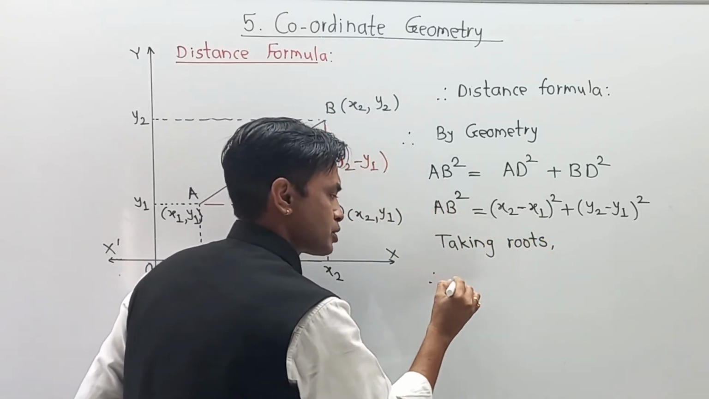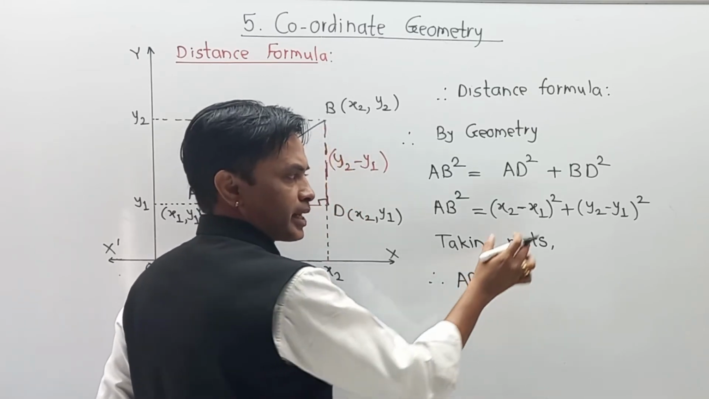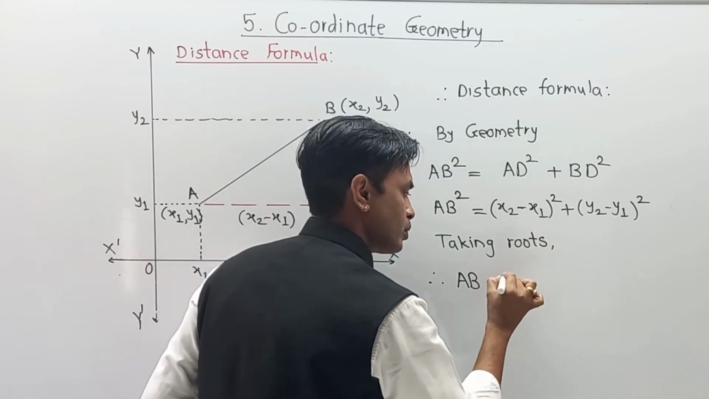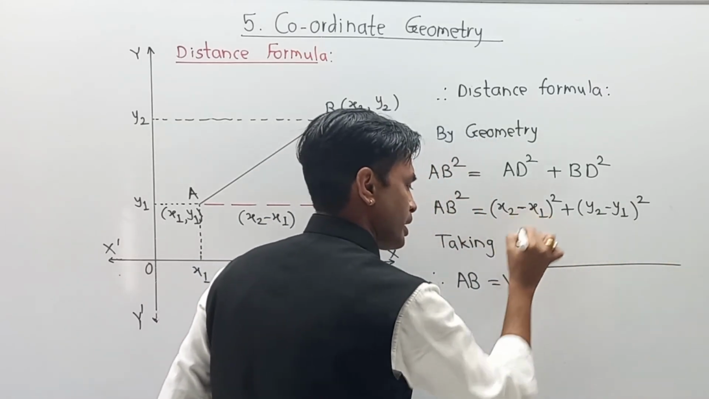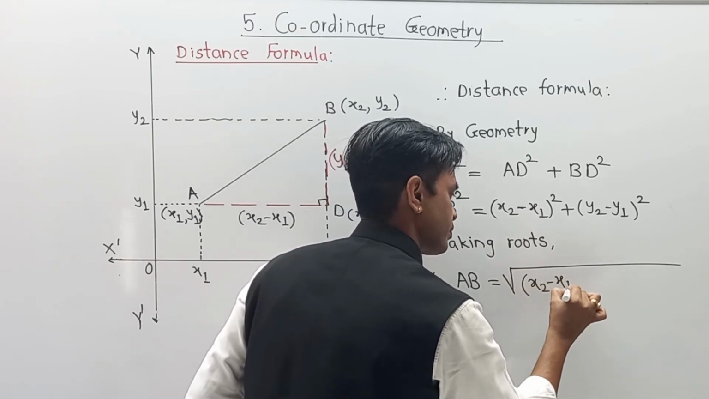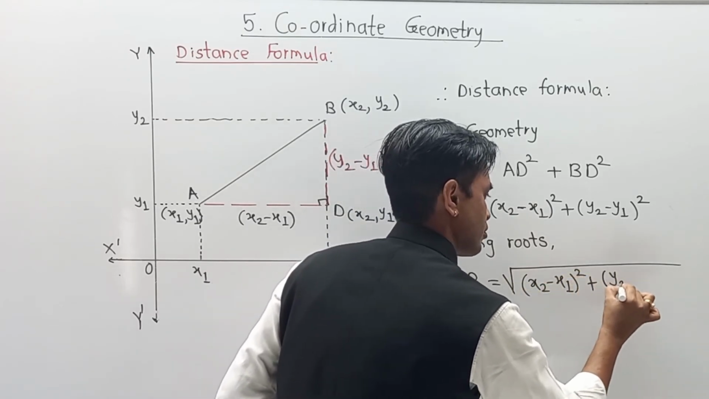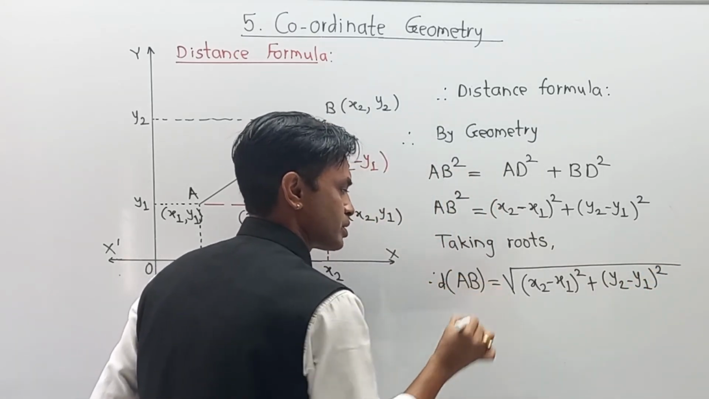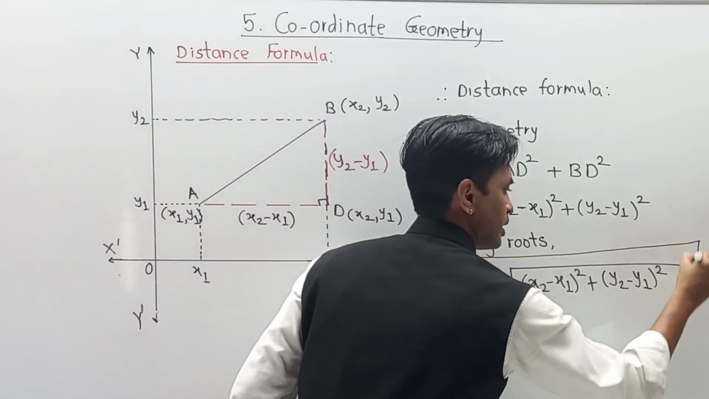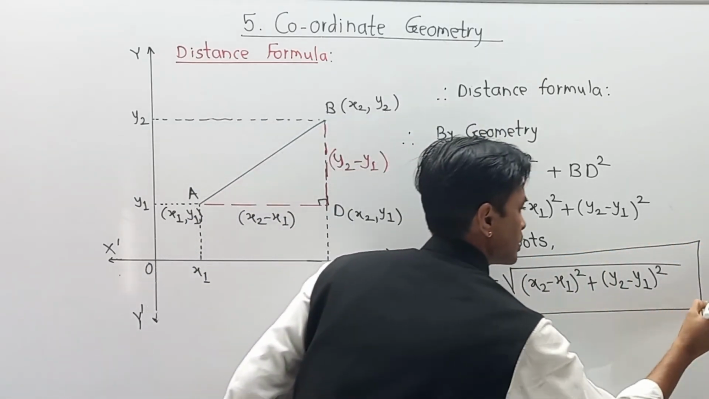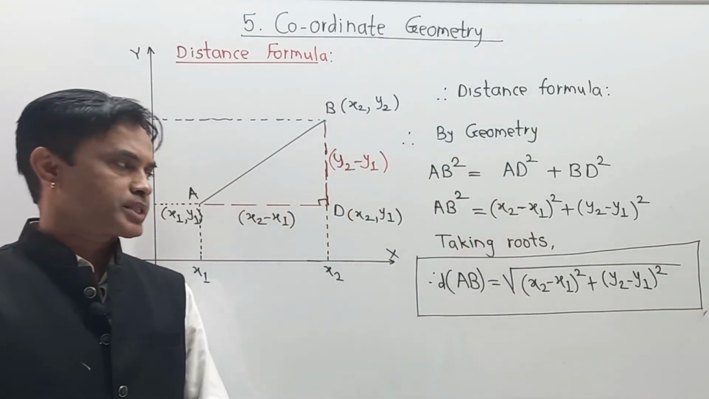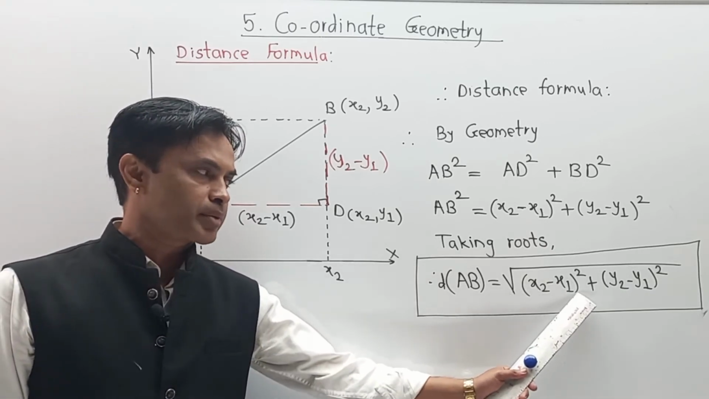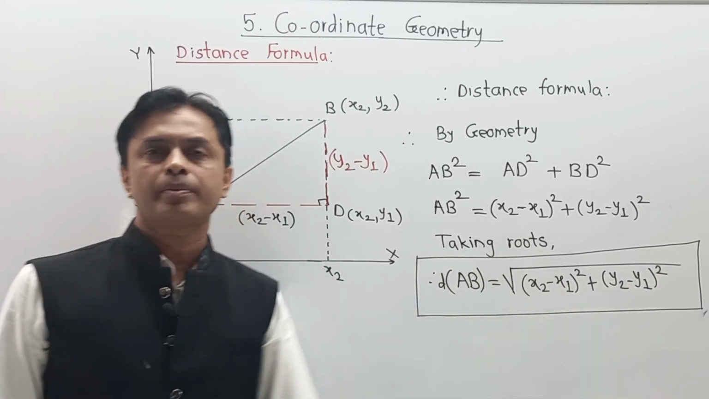So AB square, its root is AB, and here x2 minus x1 bracket square plus y2 minus y1 bracket square, keeping this entire addition under root, and this under root value becomes x2 minus x1 bracket square plus y2 minus y1 bracket square. This is nothing but your formula in terms of distance AB, and we are using this formula during all types of calculation for measurement. This formula is called the distance formula, that is, distance AB is equal to under root of x2 minus x1 bracket square plus y2 minus y1 bracket square.